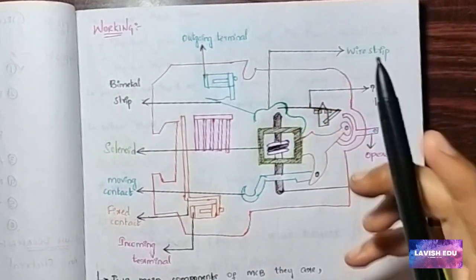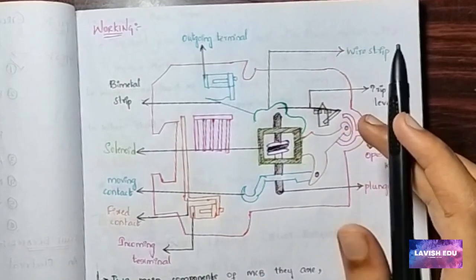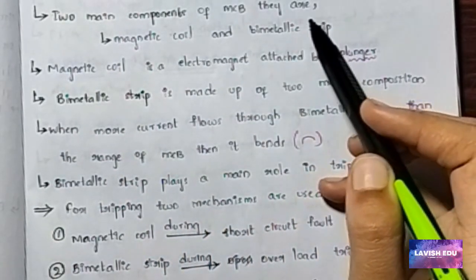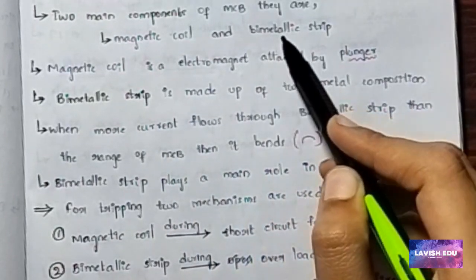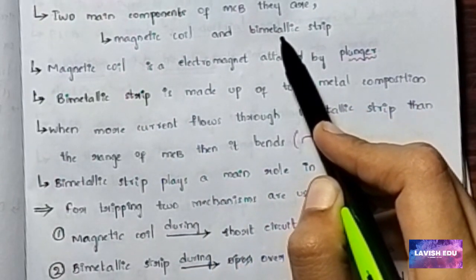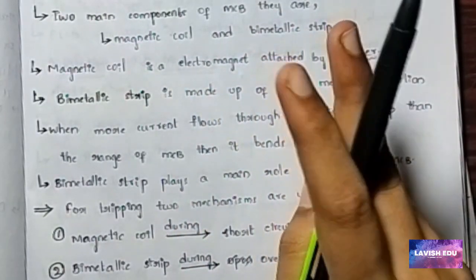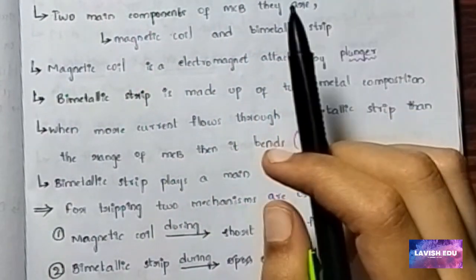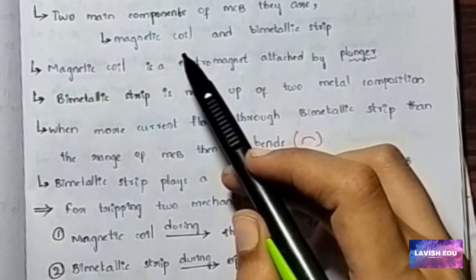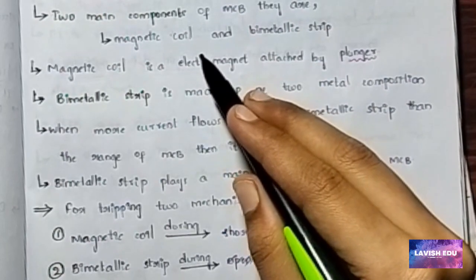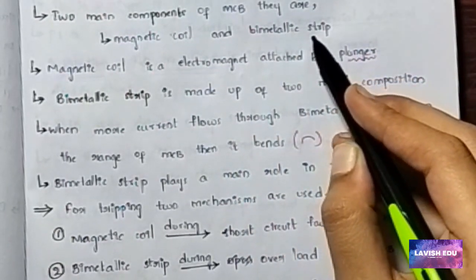Now we will see the detailed working of the MCB. The two main components of the MCB are the magnetic coil and the bimetallic strip. You should remember these two main components. Why do we use a magnetic coil? Why do we use a bimetallic strip? In which case will we use them?